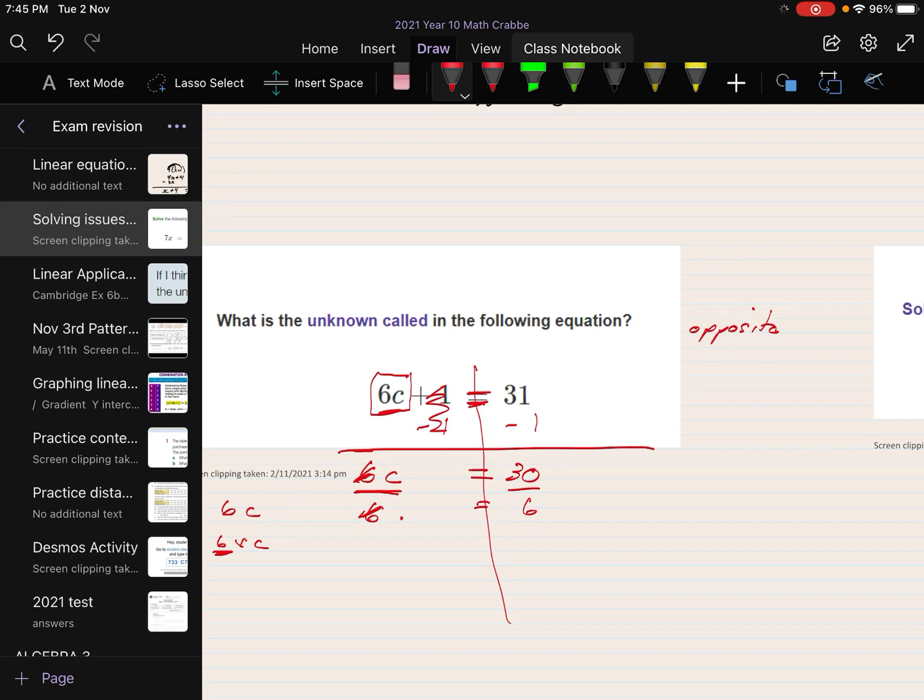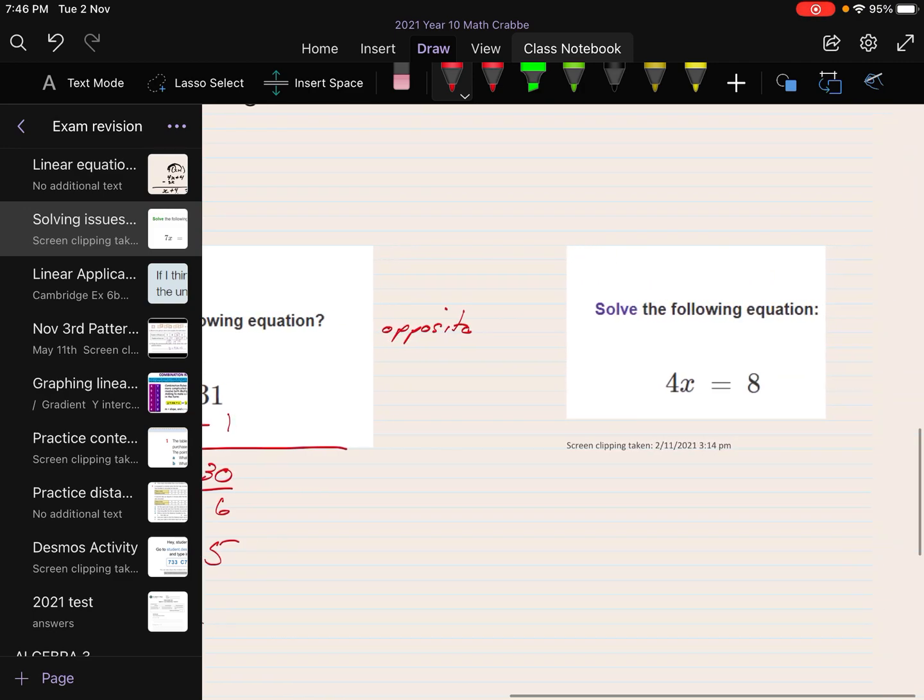I must divide by 6 over here. So now the 6's have gone away. I'm left with c, which is my goal, to just get the variable by itself, is equal to whatever 30 divided by 6 is, which is 5. So that's how you solve an equation. We'll do the same thing over here.